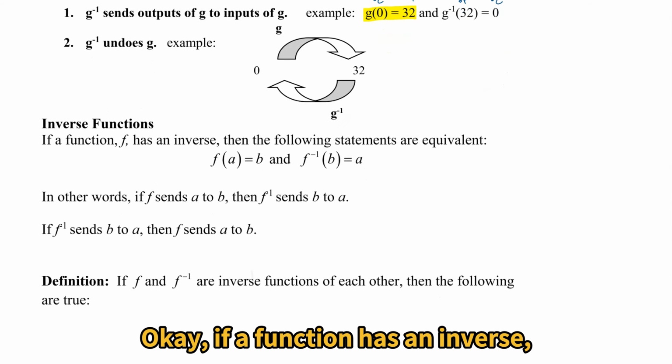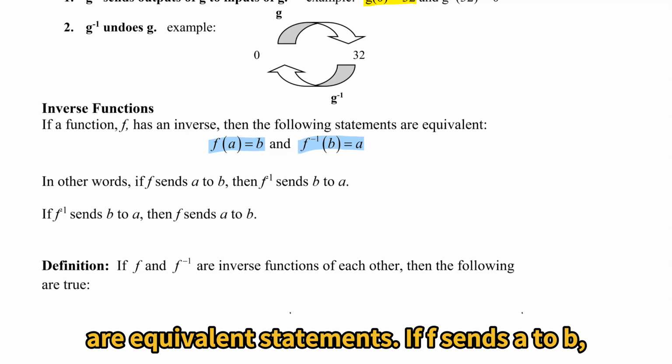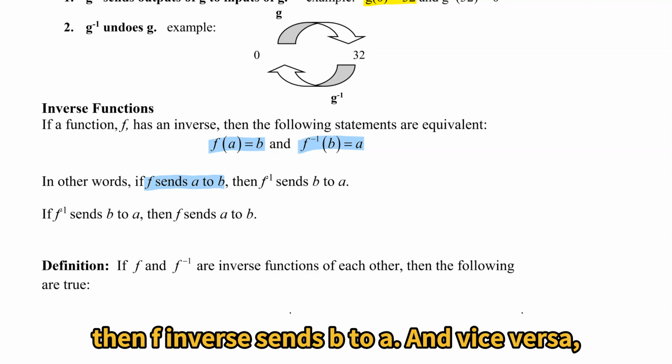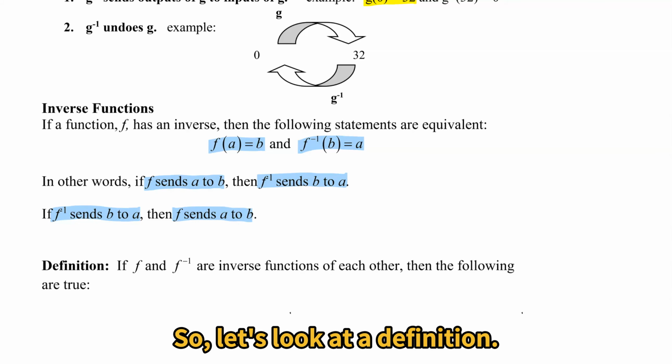Okay, if a function has an inverse, then f of a equals b and f inverse of b equals a are equivalent statements. If f sends a to b, then f inverse sends b to a, and vice versa. If f inverse sends b to a, then f sends a to b. So let's look at a definition.